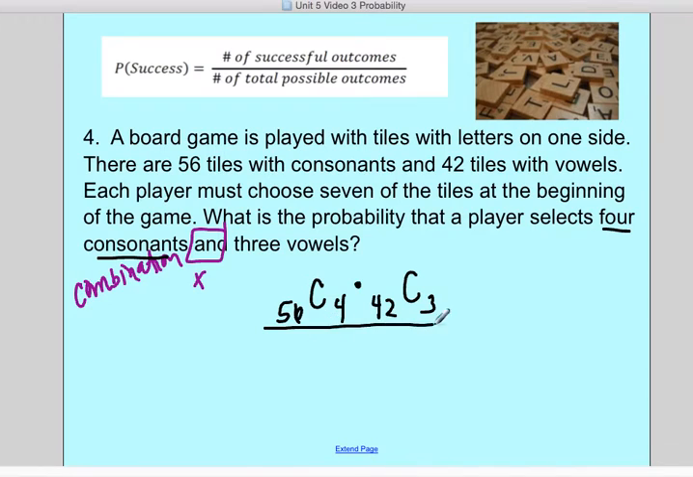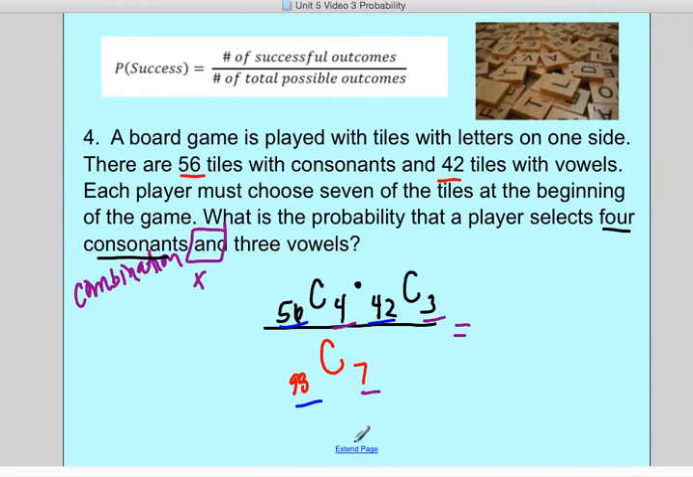So we multiply them over my total. Once again, we can add these two together to get our total. 56 plus 42 is 98. So I have 98. And I am selecting how many total tiles? 7. So once again, 56 plus 42 gives me my total on the bottom, 98. And 4 plus 3 gives me my other total on the bottom.